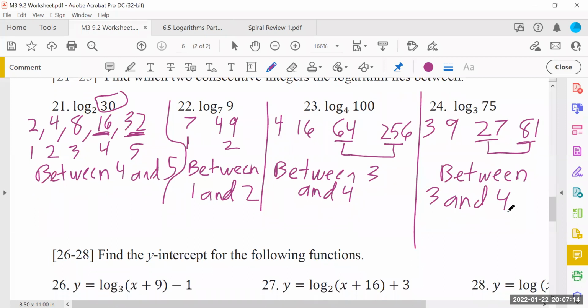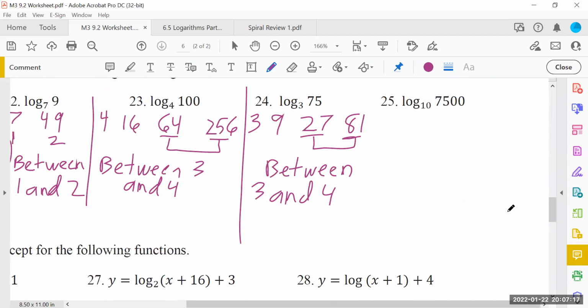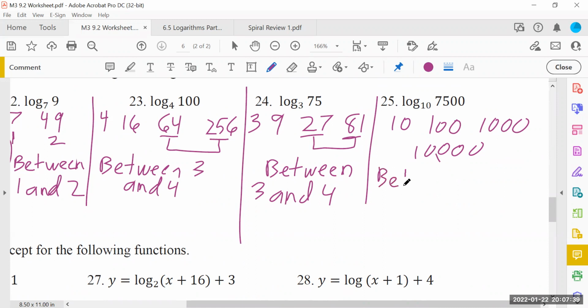All right, and then the last few problems, sorry, almost missed this one. Okay, this one, 10 to the 1st power is 10. 10 squared is 100. 10 cubed is 1,000. Okay, that's still less than 7,500. 10 to the fourth power, that would have 4 zeros. That's bigger than this. So again, I'm between 3 and 4. 23, 24, and 25 are all between 3 and 4.